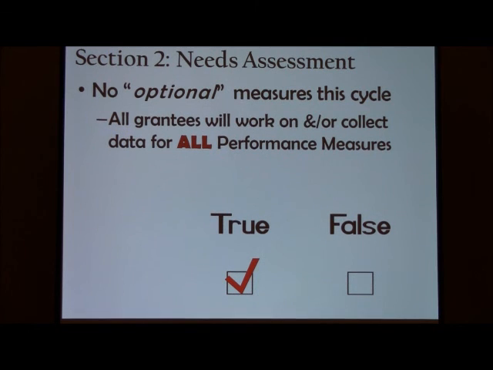Another thing to bring up is that in the past, at least the last competing cycle, there were 3 performance measures people could consider optional and decide not to work on. However, that is not the case for this competing cycle. There is no such thing as optional. Therefore, all grantees will work on and/or collect data for all performance measures. Lenora, that's an example of when you cut and paste, you might suddenly have the word optional because you cut and pasted from 4 years ago. There's no optional now. So those are some reasons to be very careful when you're cutting and pasting. The ones that were optional last time were measures, it was either 74 or 75.